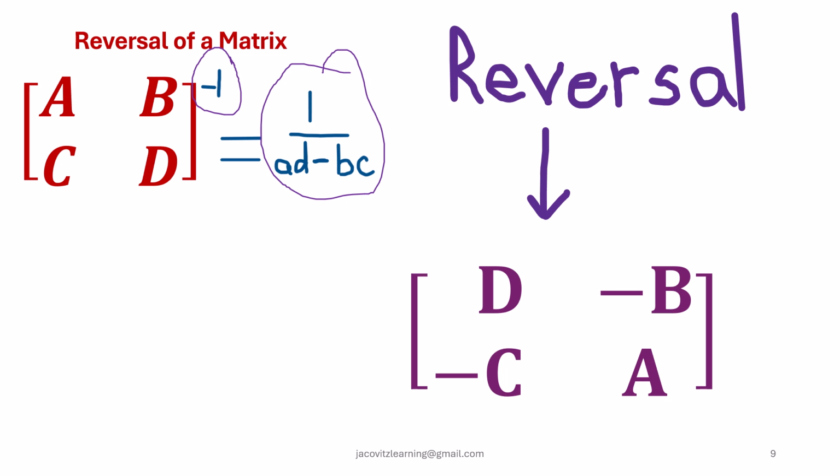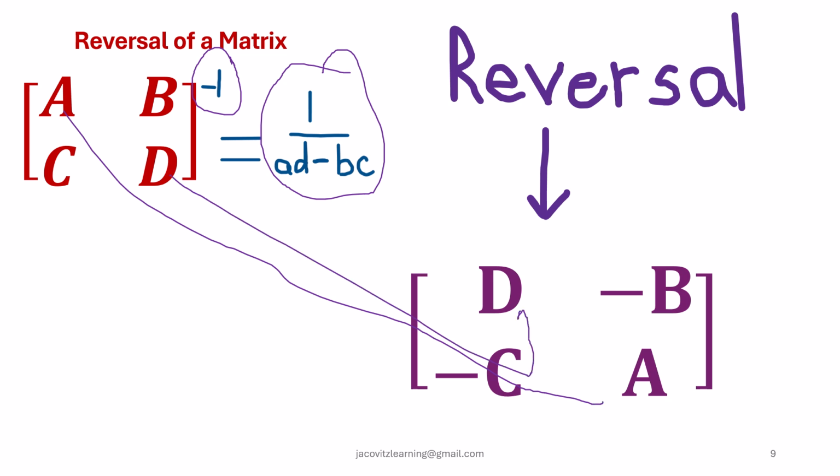So what happens is this A comes down. And do you see it goes over here? The D goes up here. And the B becomes negative. You just have to accept this. This makes no sense, but you have to accept it. And the C is over here.